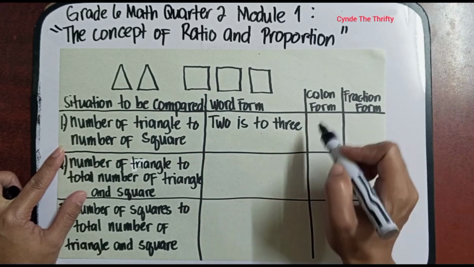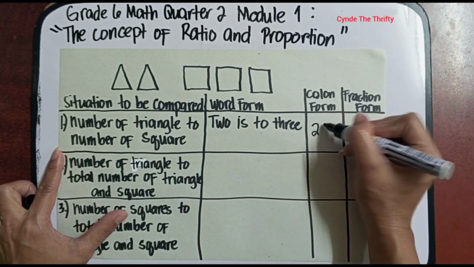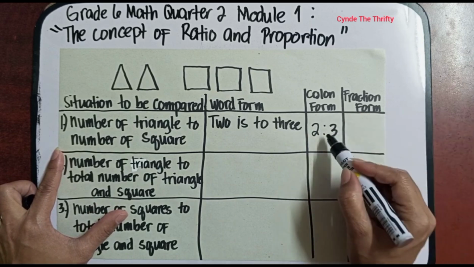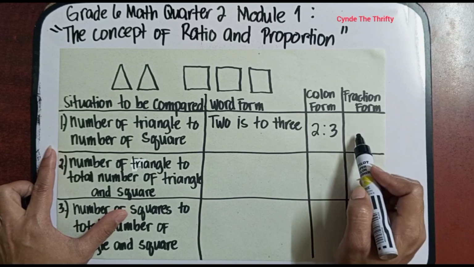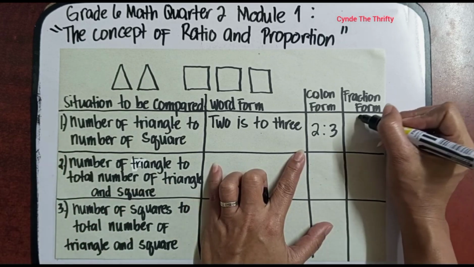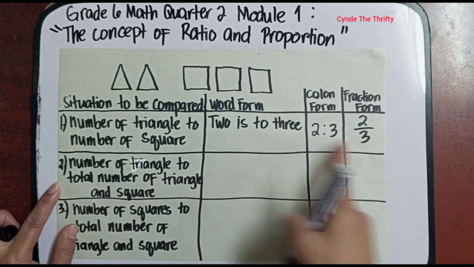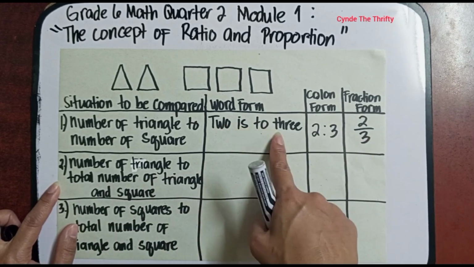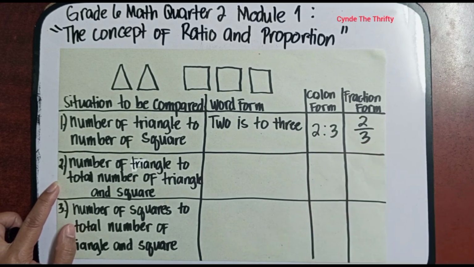Okay, sa column form naman, paano natin siya isusulat? 2 is to 3. Okay, ito yung column ha. So, 2 is to 3. Sa fraction naman, ano yung isusulat natin? 2 over 3. Okay, so ganyan lang siya kadali. 2 is to 3 ang word form, column form, and then fraction form.